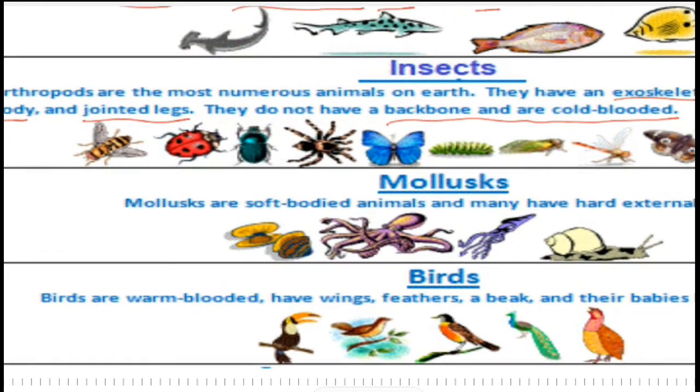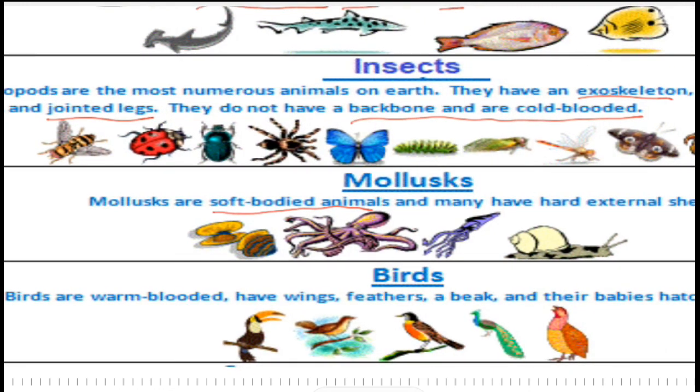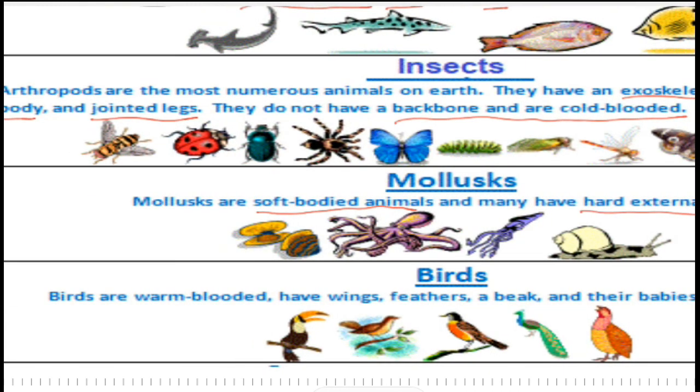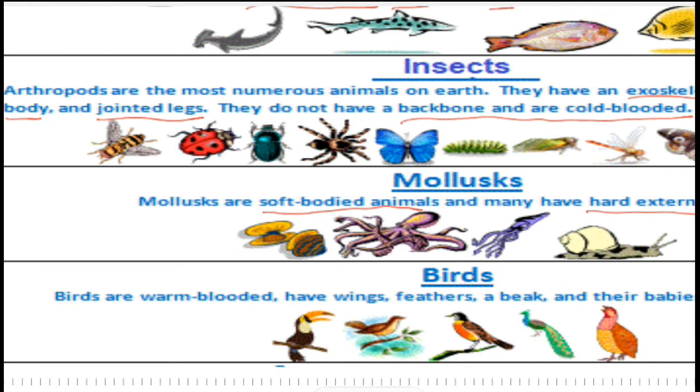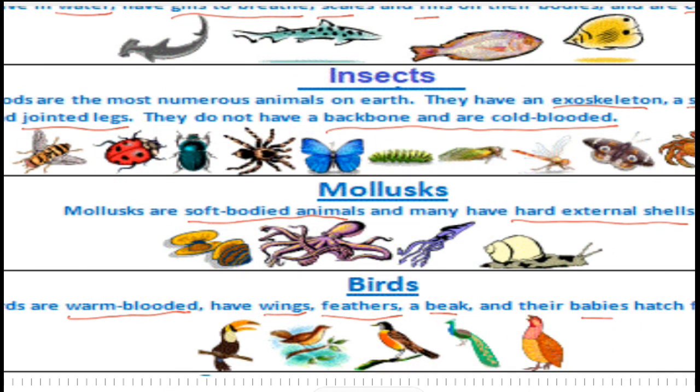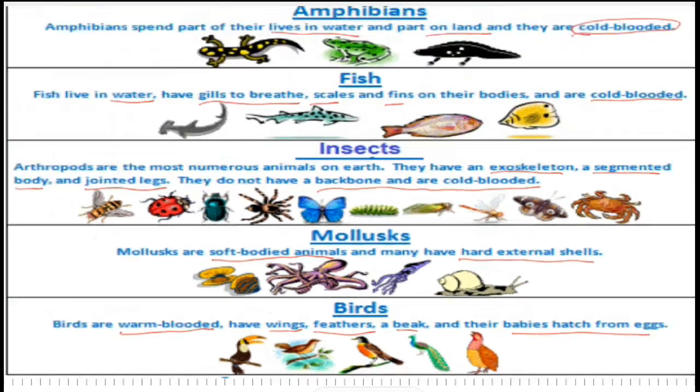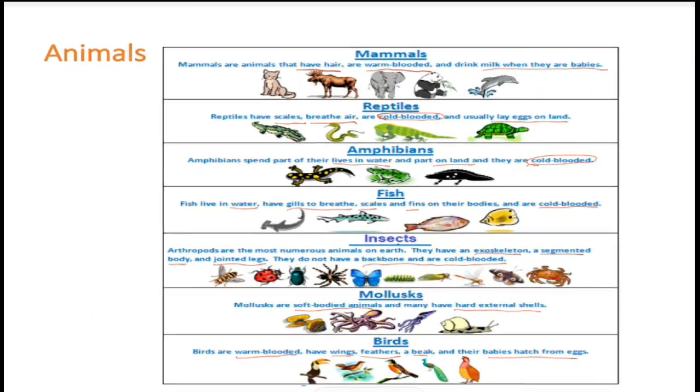The next type is molluscs. Molluscs are soft-bodied animals and have a hard external shell. Example, clams, octopus, squids, and snails. The last one is birds. Birds are warm-blooded, have wings, feathers, a beak, and their babies hatch from eggs. So animals can be classified into vertebrates and non-vertebrates.